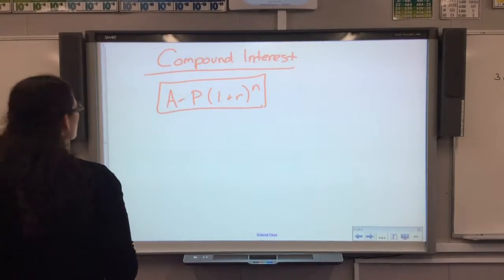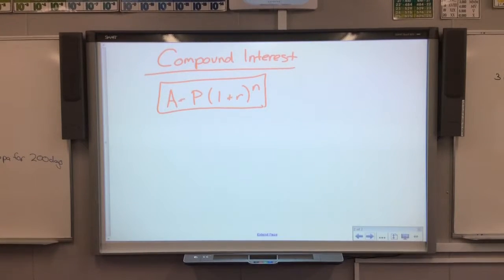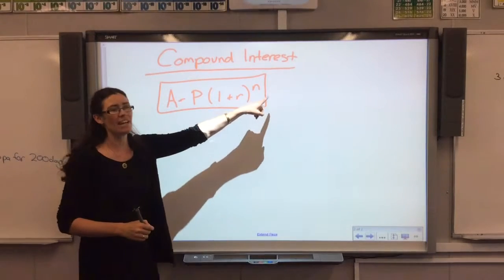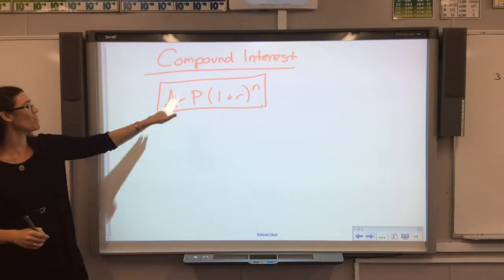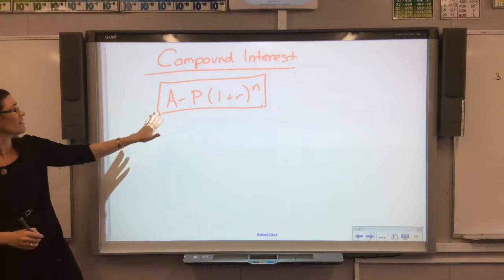Okay, so compound interest, this rule is not something you need to memorize. It is on your formula sheets. It also tells you what A, P, R, and N are on your formula sheets. Okay, so what is A? The amount of money at the end.